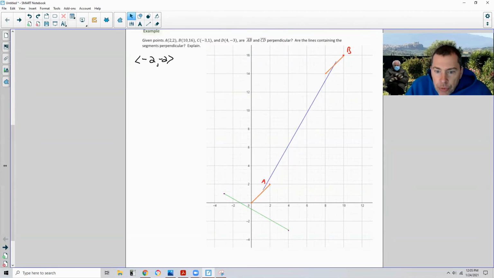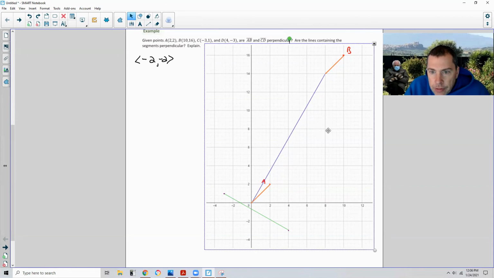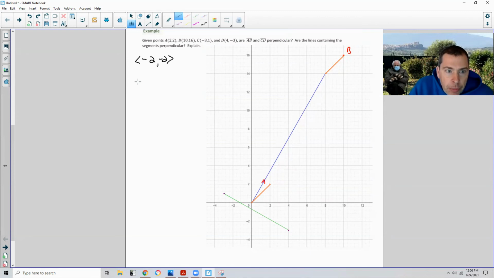So I'm going to move this now down to the origin like so. And notice it ended up at the endpoints of our vector. And now we have that same line segment that was shifted over and down. So it has the same slope. And so now it's going from the point A (0, 0), and the point B is now (8, 14).